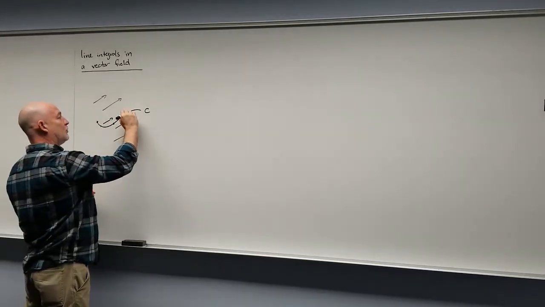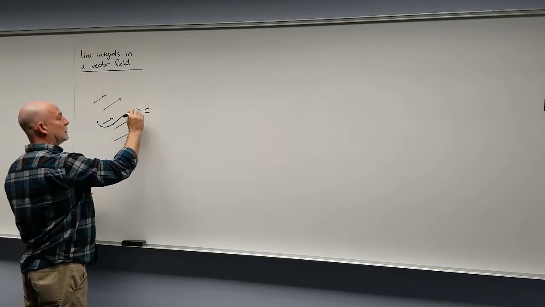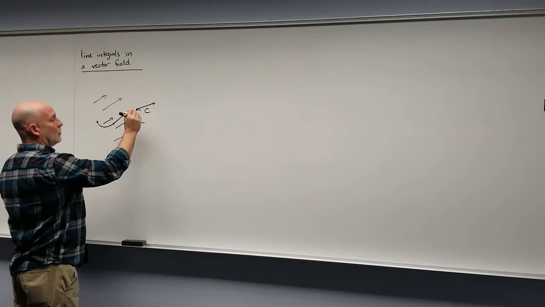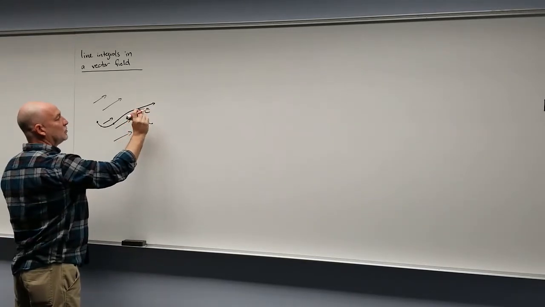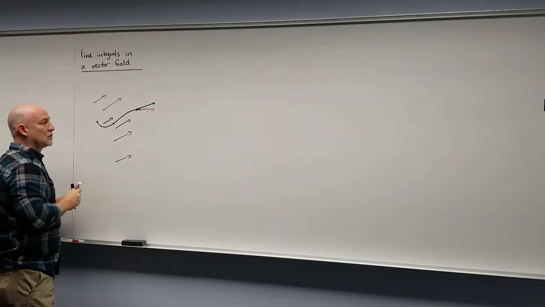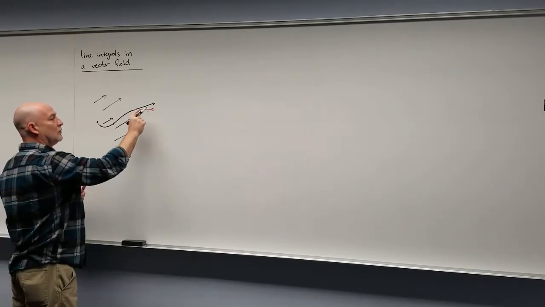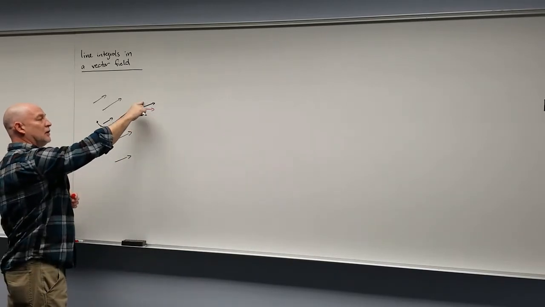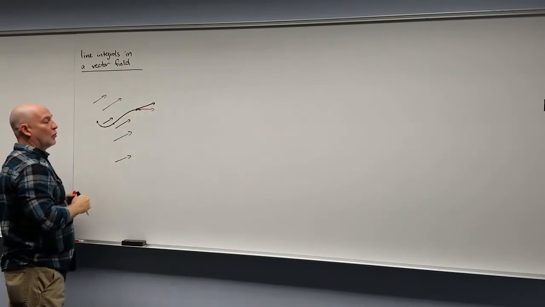So if you think about a point, say, right about here, my vector field's not quite going in that direction. The point wants to move tangent to the curve. That's where it wants to move, but the field's pushing it this way. So the question is, how much is the field pushing that point?